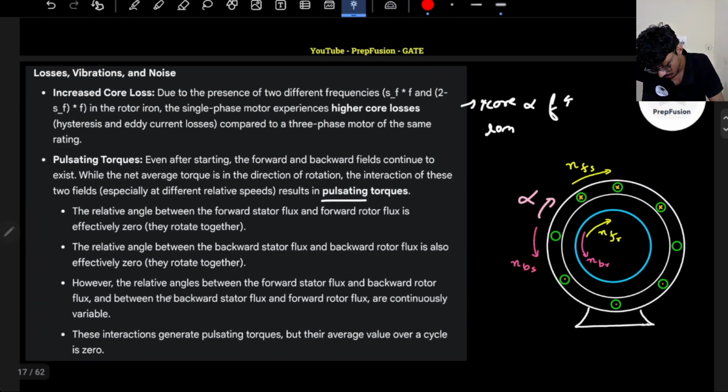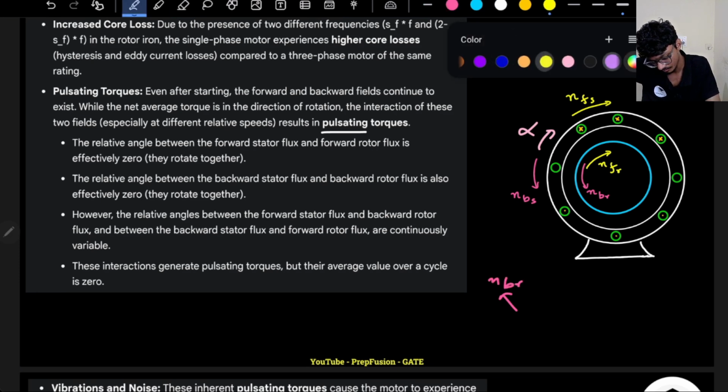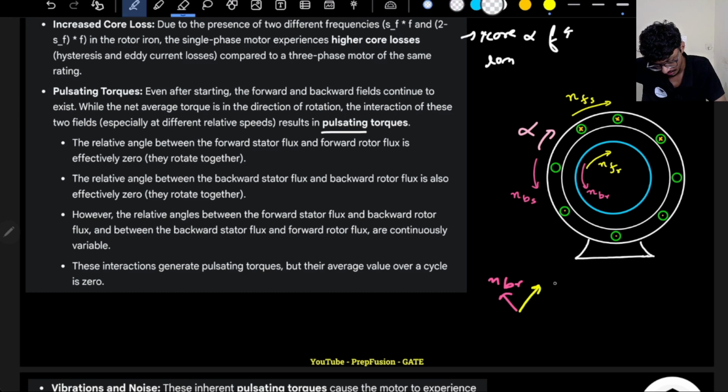But the problem is between the forward stator flux and the backward rotor flux. The backward rotor flux is rotating with the speed of NBR and the forward stator flux is rotating with the speed of NFS, right? So there is actually a relative speed between these two. But average torque will be 0. Why? Let's say this is my backward rotating flux and this is my forward rotating flux, NFS and NBR. Initially let's say the angle was some value, let's say 45 degrees.